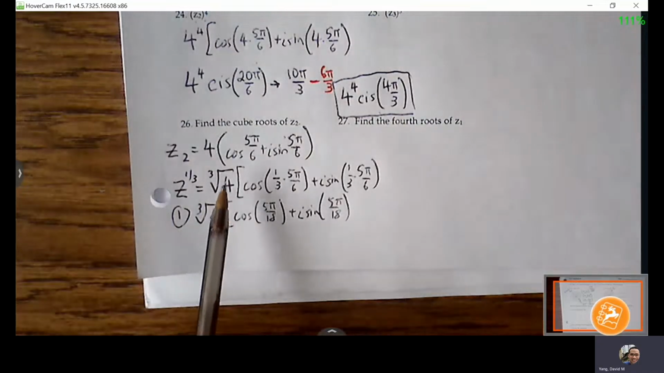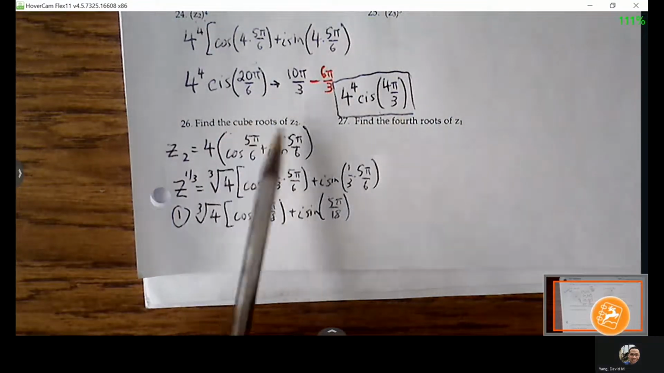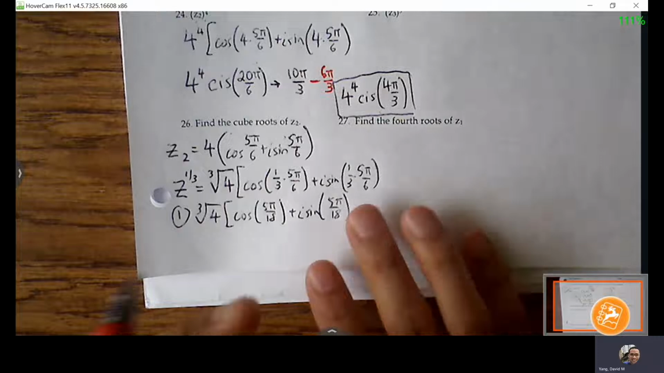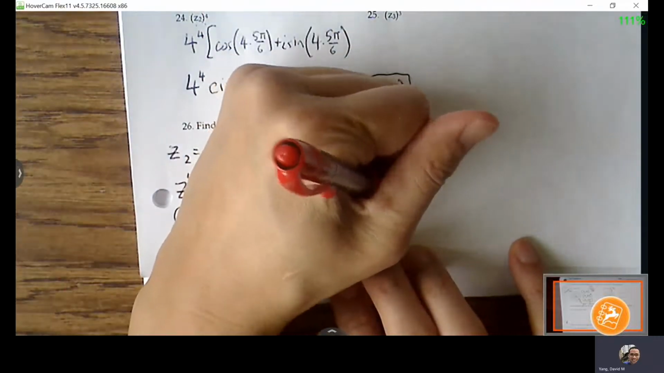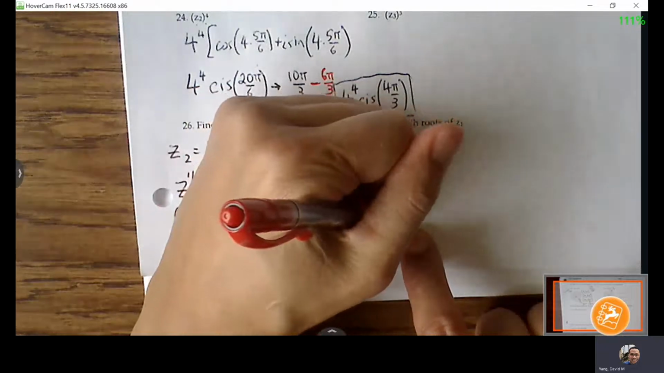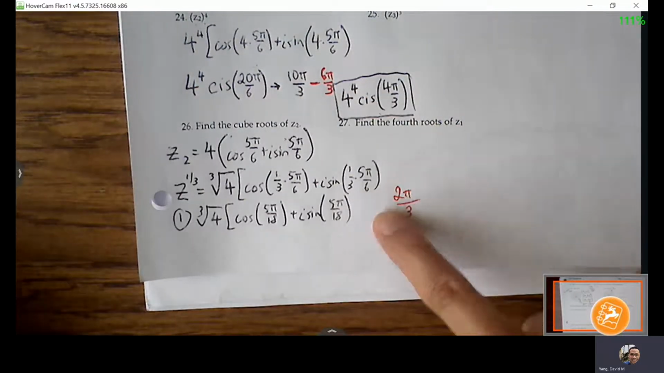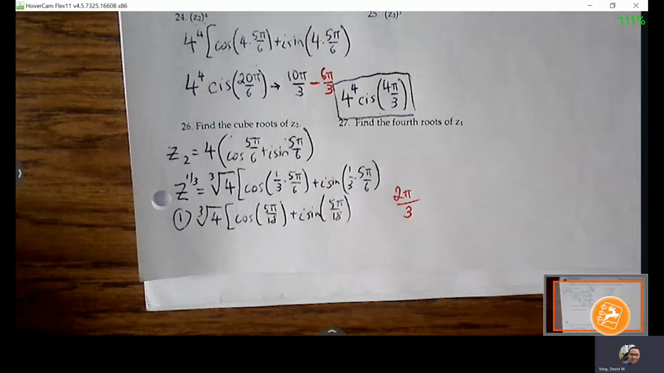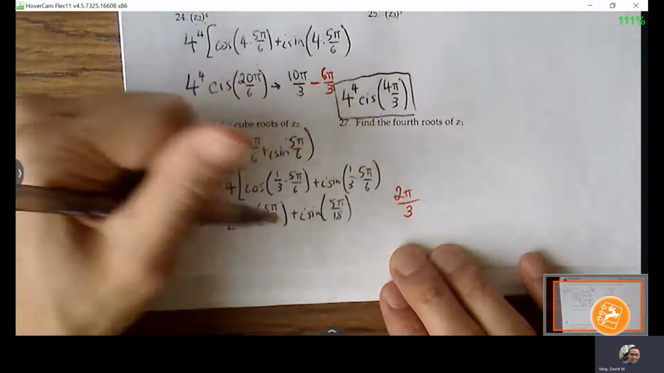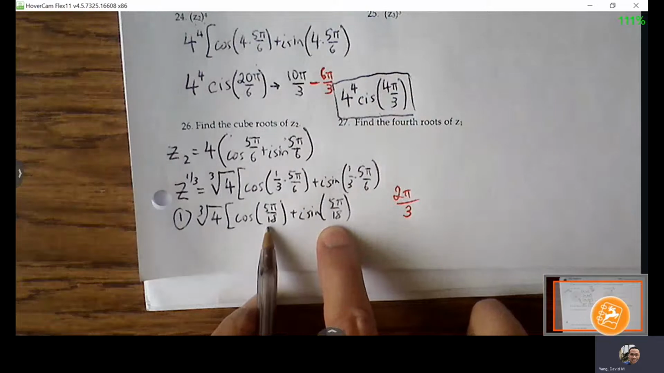Now, how do we find the other solutions? Every solution is going to be equally spaced around the circle. We know that a full circle is 2 pi. We're looking for 3 solutions, so we want all our solutions equally spaced around the circle. Every solution will be 2 pi over 3 apart from each other. So we're going to keep adding 2 pi over 3 to get to the next solution.